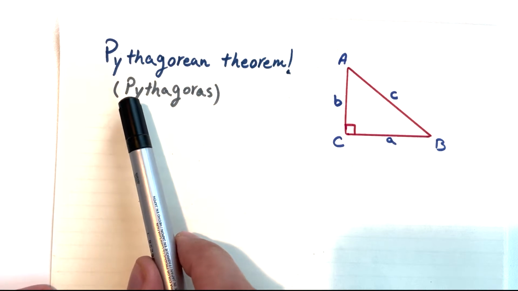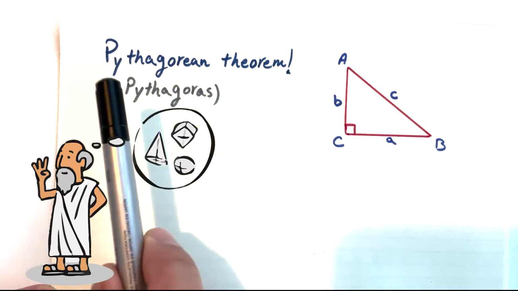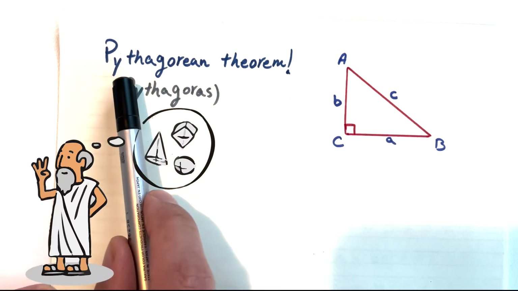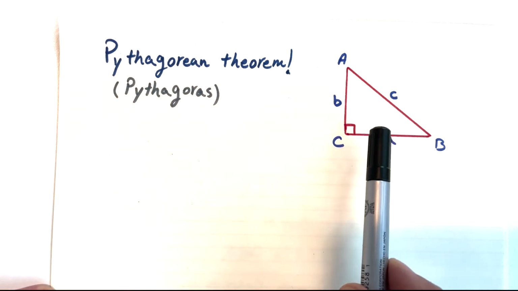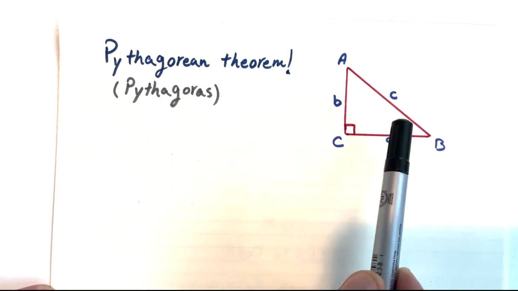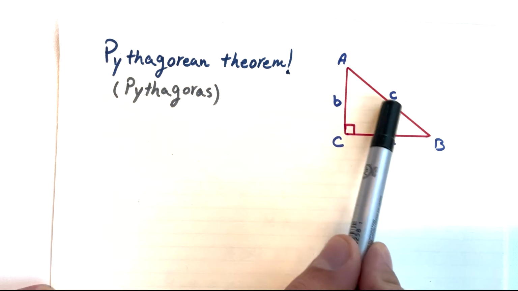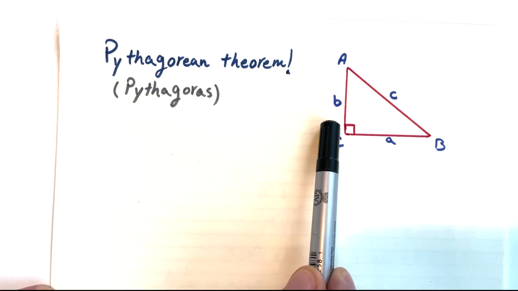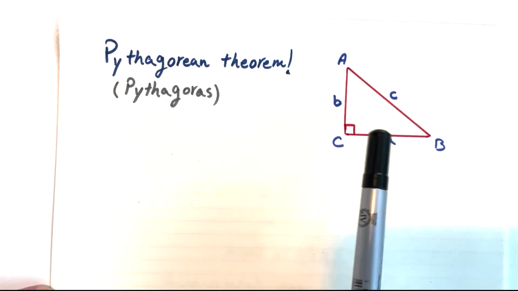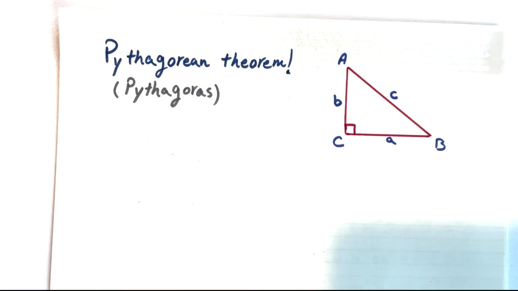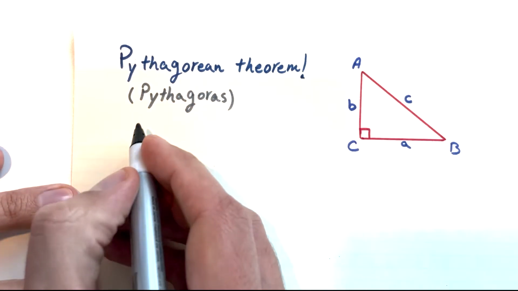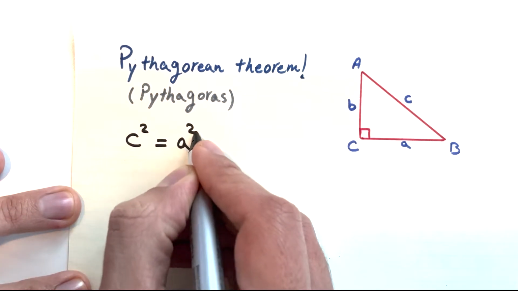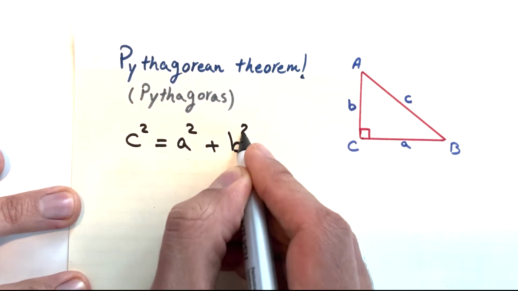In this video, we are going to see what is the Pythagorean theorem or Pythagoras theorem. They call it with both names. So based on the Pythagorean theorem, for a right triangle, the square of the longest side is equal to the sum of squares of the other two sides. So I can write c square is equal to a square plus b square.